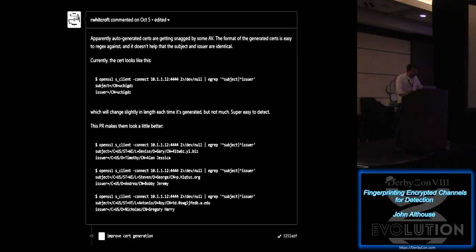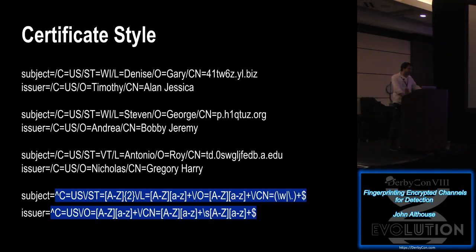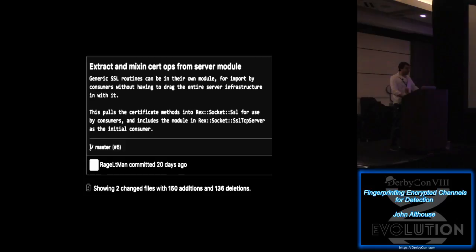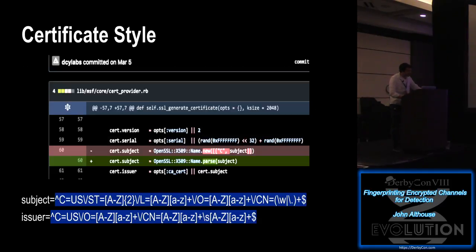Our Whitcroft last October made a change to how it was generating certs, and this is what it looked like. And you could detect it with this regex string. However, it was shortly changed again 20 days later. And then they introduced some code, some bug that caused it to do C equals new line, C equals US. And so that was actually really easy to detect. But of course, it changed again. And you could use this regex maybe.